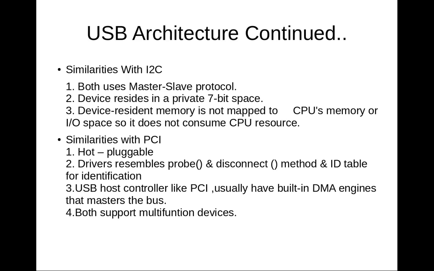USB architecture, as I told you, has some similarities with I2C. It is a master-slave protocol. It uses a 7-bit address space, that means 2 to the power 7, so 127 devices from 0. Zero is special, I'll talk about it. So 127 devices can be connected. The address space is not mapped to the CPU memory or the IO space, so it doesn't consume much of the CPU resources.